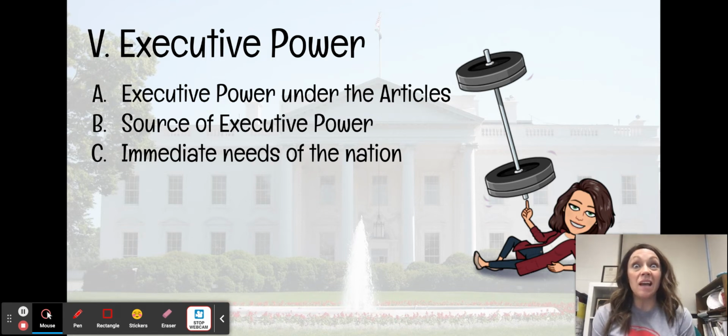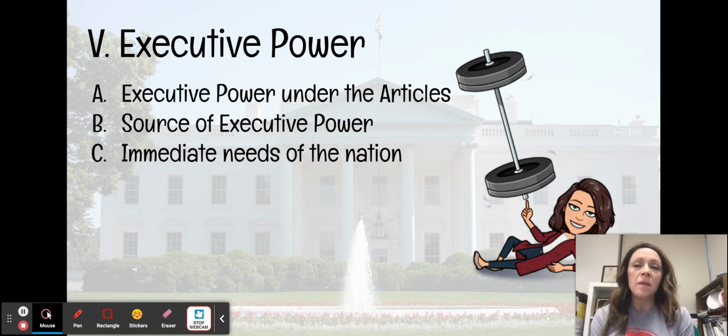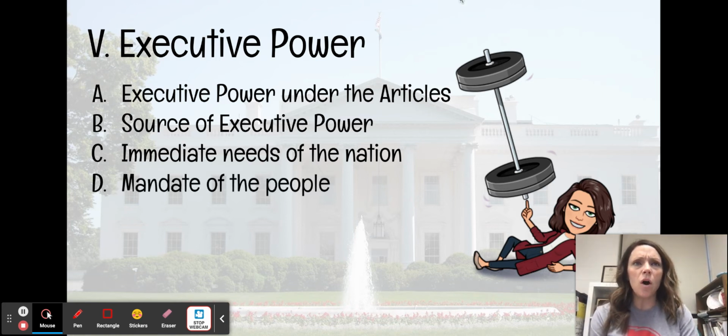If we're in some sort of an economic crisis, like if we're in a Great Depression or if we're in a housing crisis or something like that. So the president can use his authority as the leader of the United States to meet the immediate needs of the nation. The president also has authority from the mandate of the people, okay?